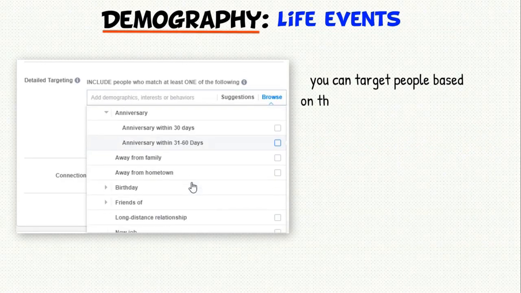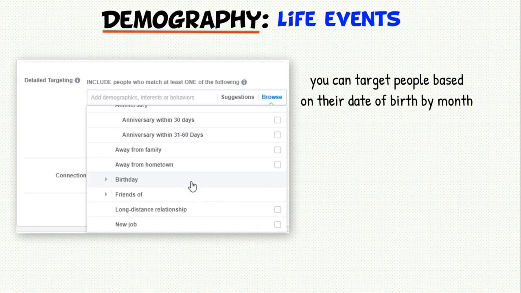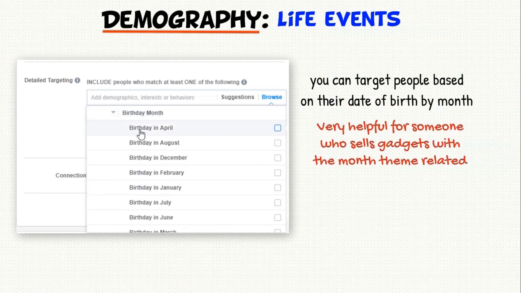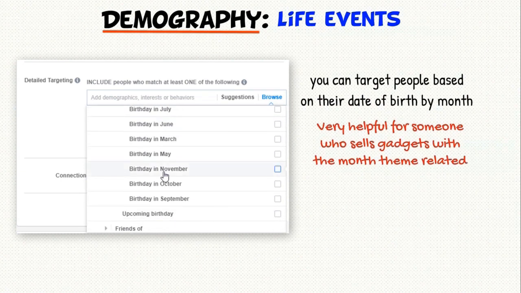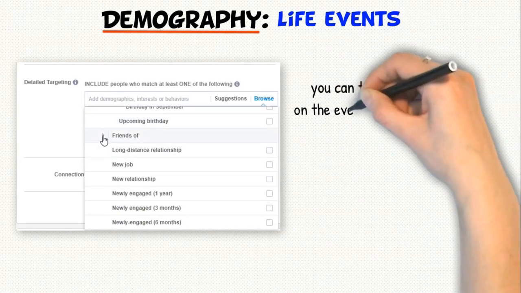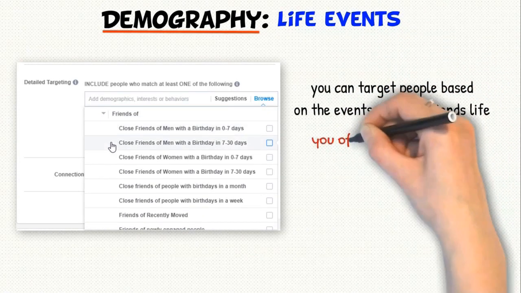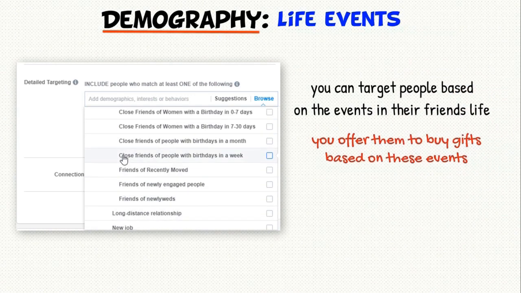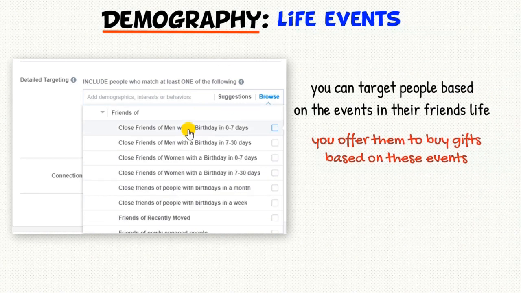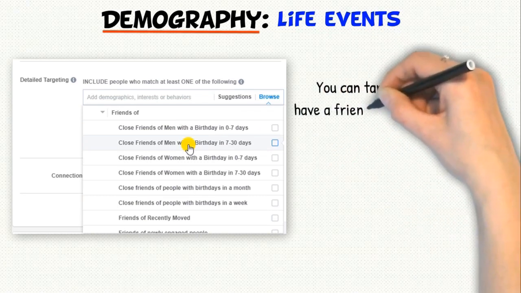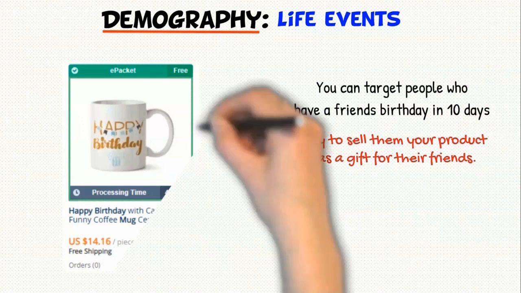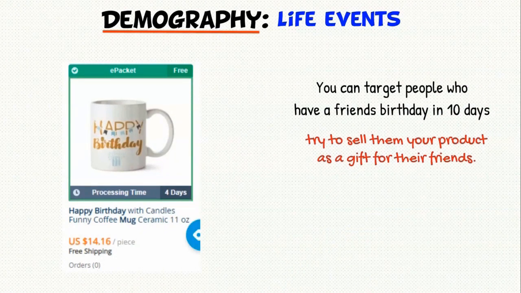You can also target people based on their date of birth by month. Very helpful for someone who sells gadgets with the month theme related. Or you can target people based on the events in their friends' lives, and you can offer them to buy gifts based on these events. You can target people who have a friend's birthday in 10 days and try to sell them your product as a gift for their friend.